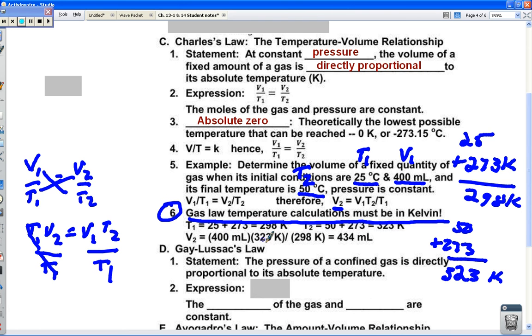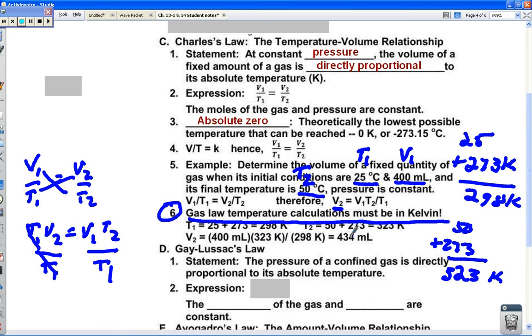So, V1 times T2 divided by T1 is going to show that as our temperature goes up, our volume will get bigger. We'll go from 400 to 434. You guys see that? Our temperature increased, our volume should also increase because they're proportional.